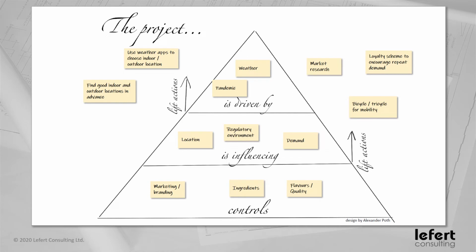The second poster forces the team to consider what aspects of their service they can or can't control, and consider how their design could be improved to bring these more under their control. These are the lift actions shown either side of the pyramid.